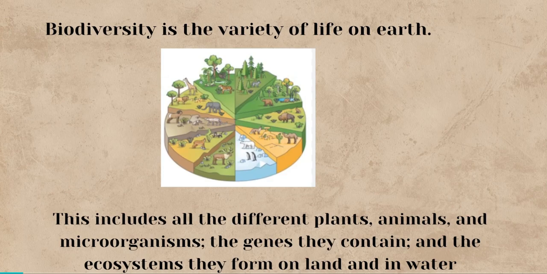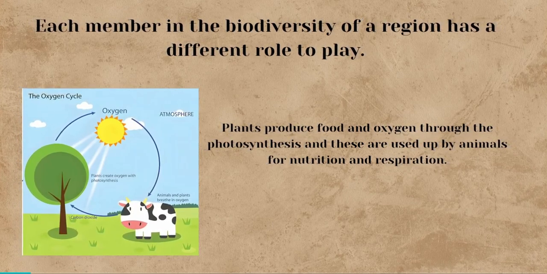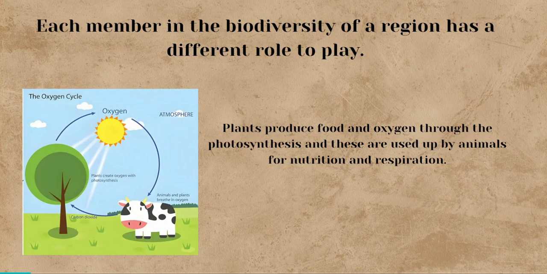This includes all the different plants, animals, and microorganisms, the genes they contain, and the ecosystems they form on land and in water. Each member in the biodiversity of a region has a different role to play. Plants produce food and oxygen through photosynthesis, and these are used by animals for nutrition and respiration.